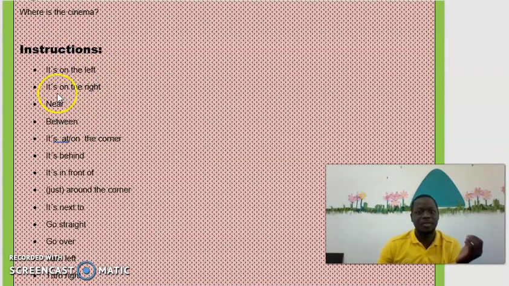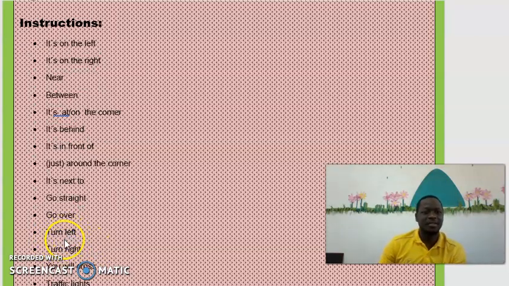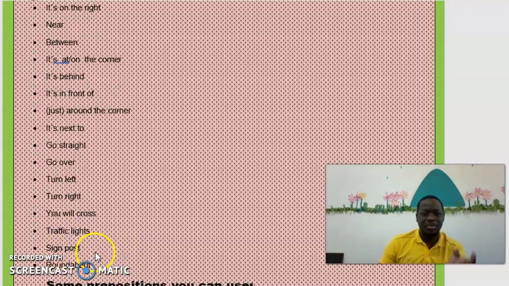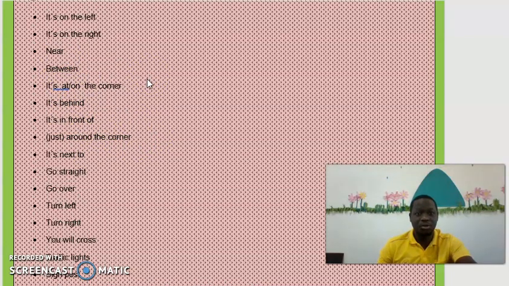It's on the left, it's on the right, it's near, it's between, it's at the corner, it's behind, it's in front of, it's just around the corner, it's next to, go straight, go over, turn left, turn right, you will cross traffic lights, signposts, and the roundabout.